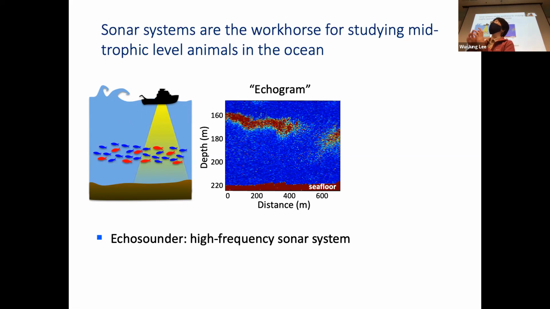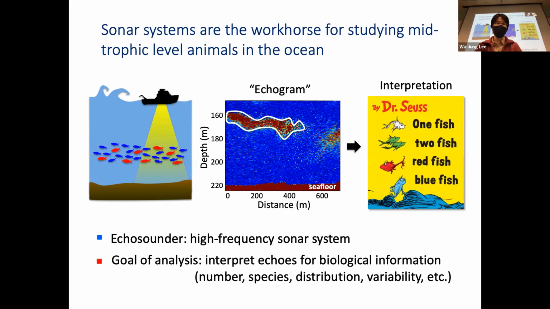So when you look at ocean sonar data, a lot of times you're looking at echograms. What you do is you look at this blob and you are trying to make sense out of this blob, right? A lot of times what we do is to figure out how do we interpret the echoes for biological information. In this particular case, it can be how many fish there are, what are the species, what's the distribution, what's the variability of all these different parameters. Those are the type of information we're after when trying to use ocean sonar to study marine ecology.